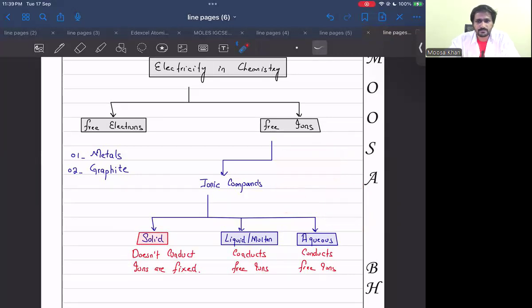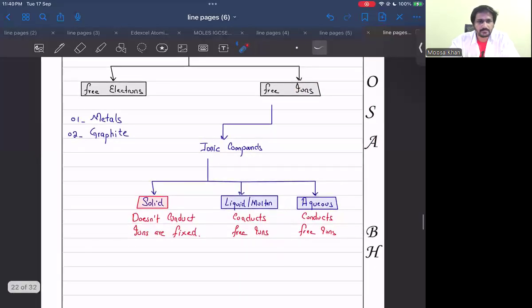No. The answer is no. Water does not conduct electricity because it is a simple covalent molecule. It does not have any free ions or free electrons. Yes, there are no free ions in water. There are no free electrons in water.